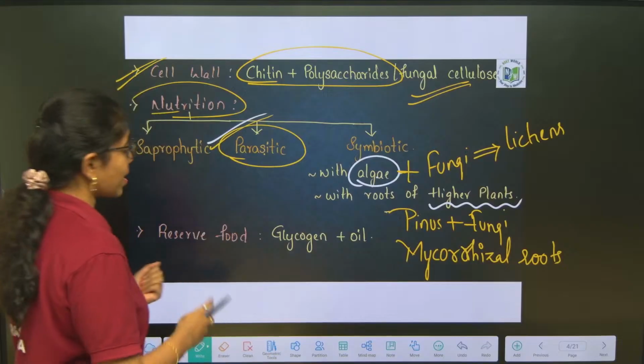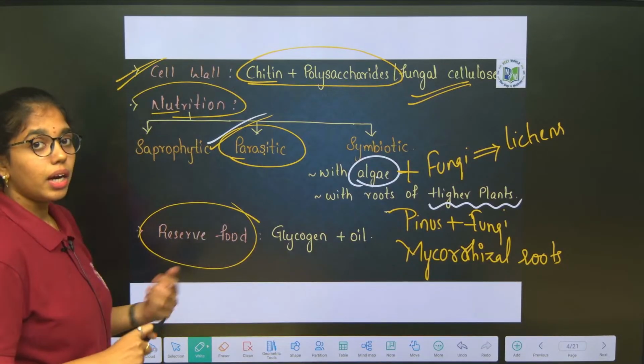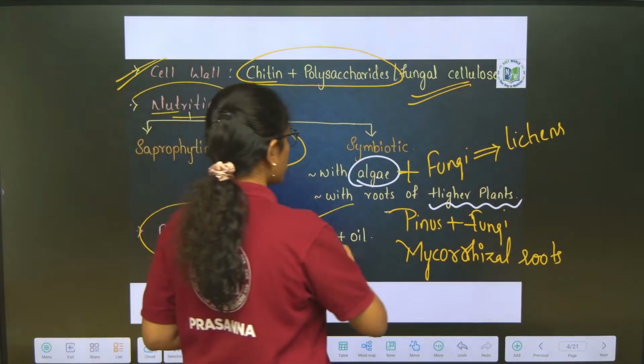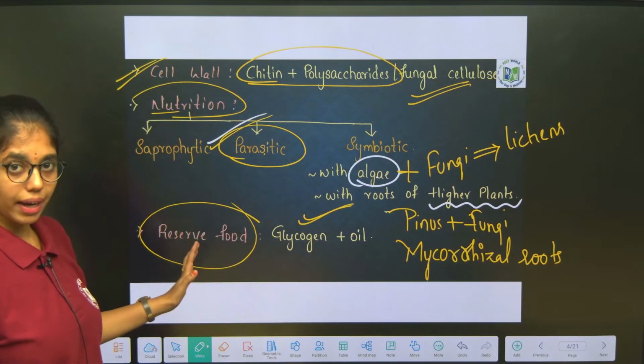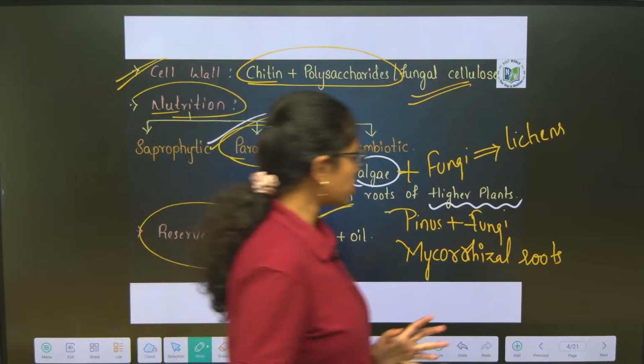Clear, right? Next, reserve food. Okay, reserve food is what? Glycogen and oil. Glycogen and oil are the reserve food materials of the fungi. Clear with the general characteristics right now, beta?